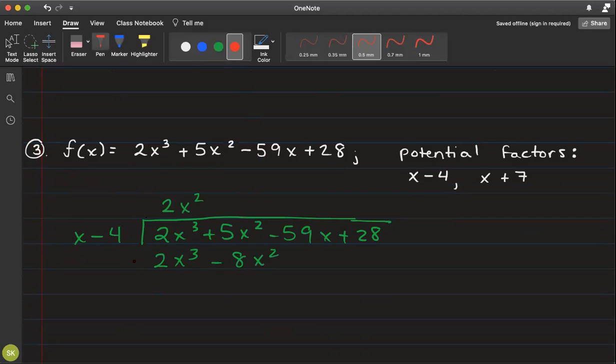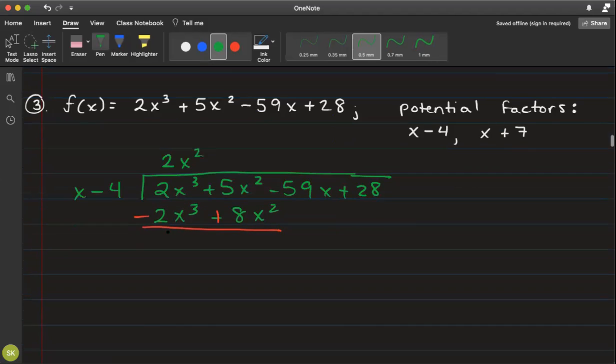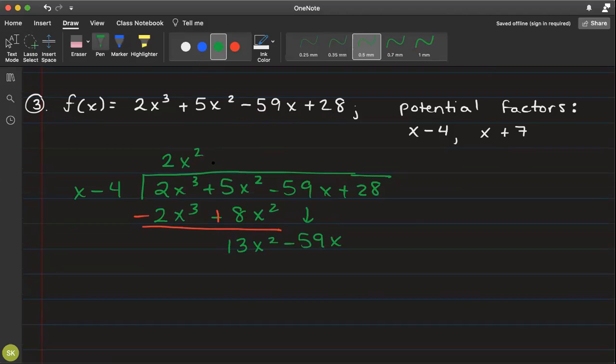Now we're going to subtract the whole thing, which means we need to change all the signs. Okay, and so this should always become 0. This will be 13x squared, and pull down the 59. Okay, and now we ask ourselves, what do we need to multiply this by to get 13x squared? We need to multiply by 13x. So we get 13x squared, and then minus 52x. Okay, so we're going to subtract this.